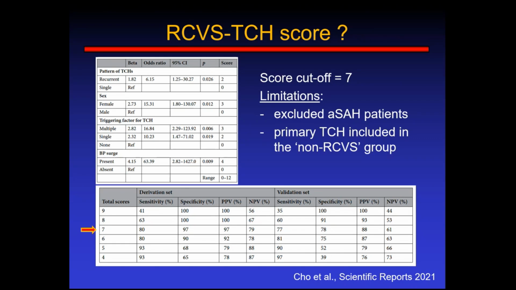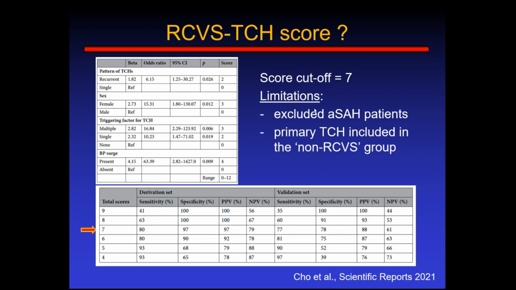Another group of authors from Korea, I think they've tried to develop a scoring system to predict RCVS as the cause of the initial thunderclap headache. It's called the RCVS-TCH score. And you can see the pattern of thunderclap headache, the sex of the patient, the triggering factor, and whether or not there's hypertension. These are the drivers of the score, and the score that's 7 or more has pretty good sensitivity and specificity for RCVS. The issue with this study is that they excluded patients with aneurysmal bleeds.